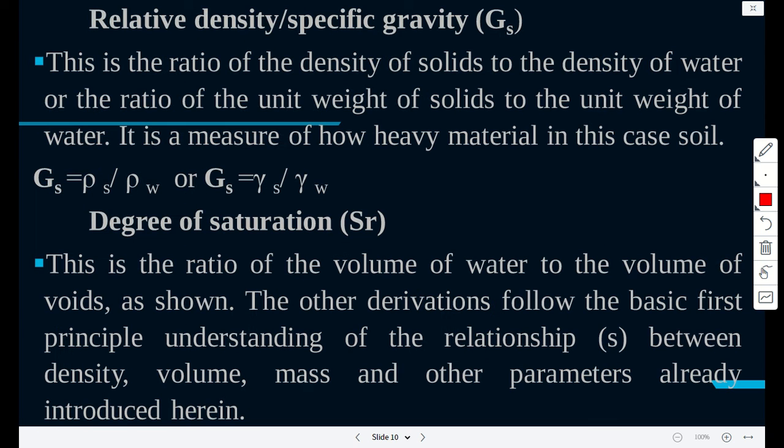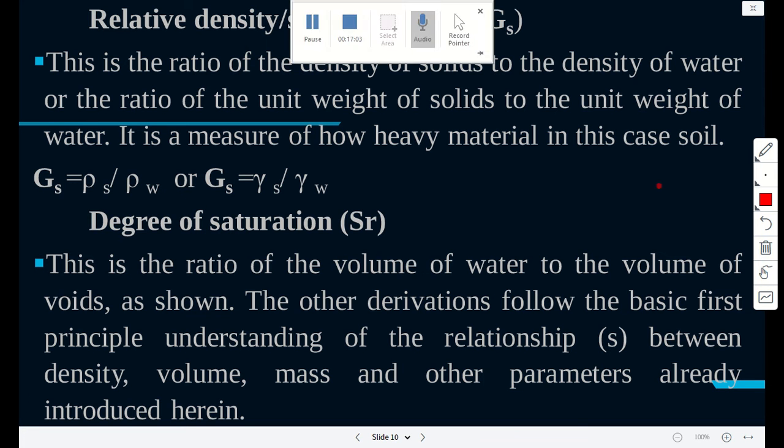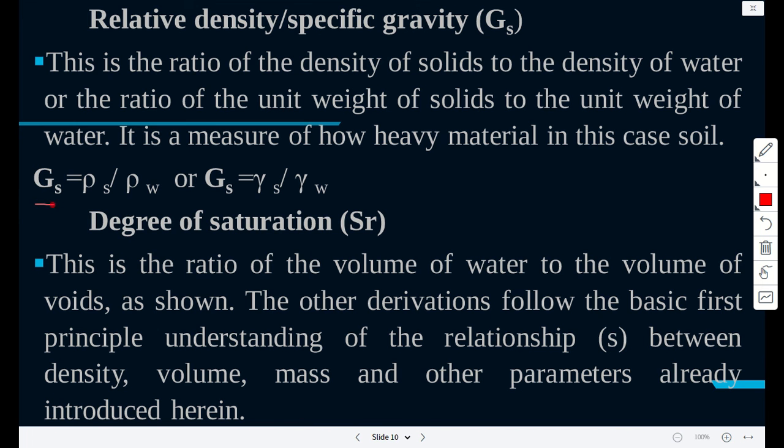So now it's a little bit slightly harder, but if you reason, you will see that it's quite simple. Then the specific gravity, this you should know, is the density of solid over the density of water, or the unit weight of solids over the unit weight of water. That gives you the specific gravity, right?